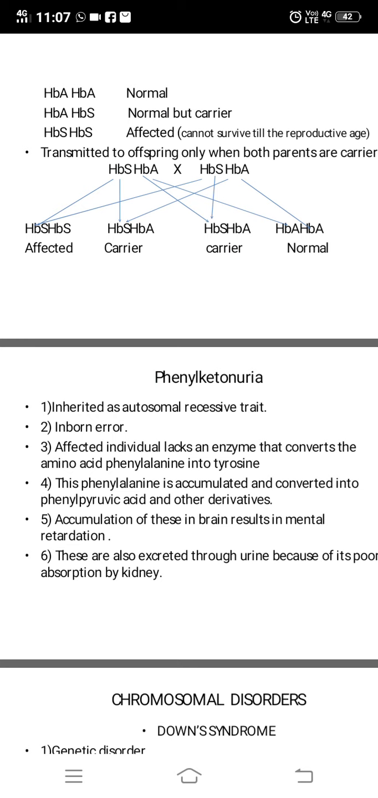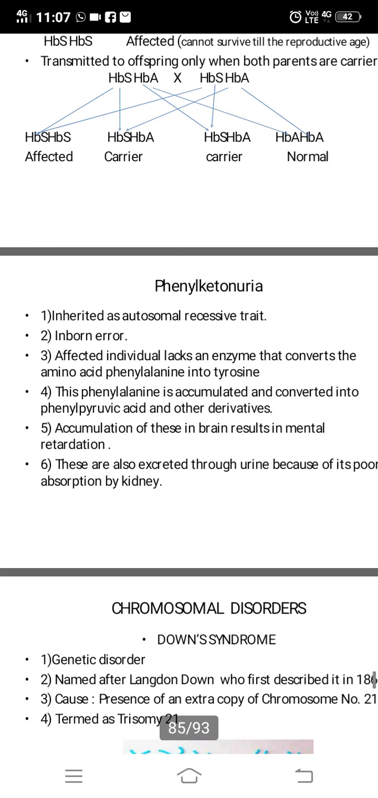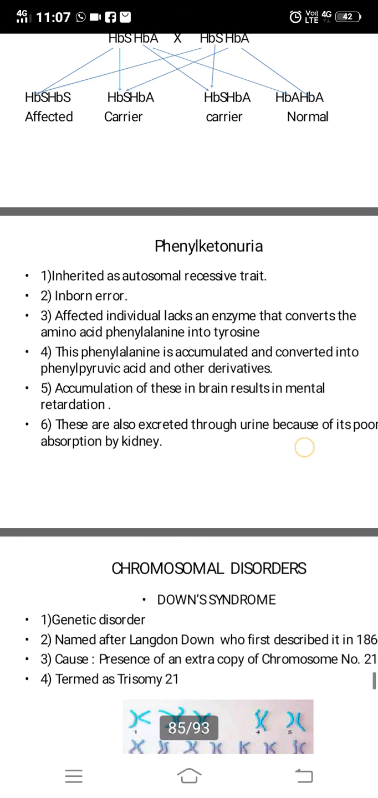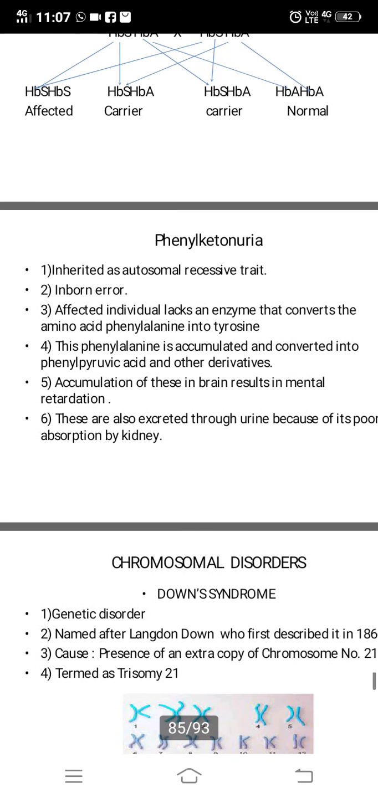Coming to phenylketonuria, this is another genetic disorder. What happens? This is again an inherited autosomal recessive trait. It is also an inborn error. The affected individual lacks an enzyme that converts the amino acid phenylalanine into tyrosine. So here phenylalanine is converted into tyrosine.